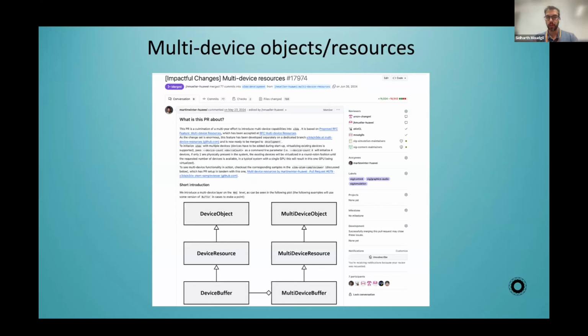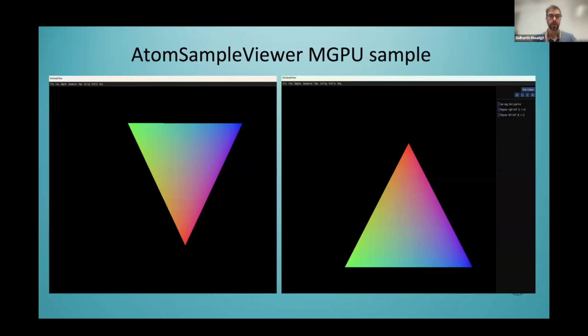Now we have this concept of a multi-device object, which tracks the same object across many devices. You have the concept of a multi-device resource, which tracks the same resource across n devices, and the same thing with a multi-device buffer. So this PR essentially upgraded the RHI to handle resources that are tracked across all the different n devices. The point is you can introduce 5 GPUs and build a render pipeline out of that, and that should be easy to do. With this PR, we also added a sample in the Atom sample viewer.